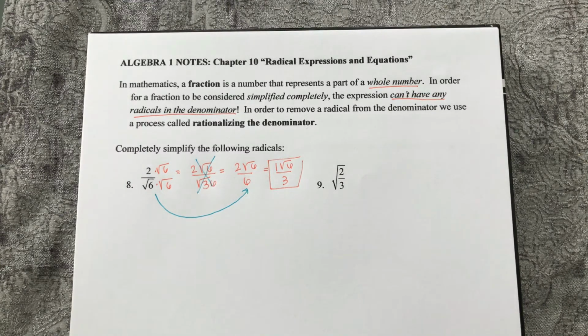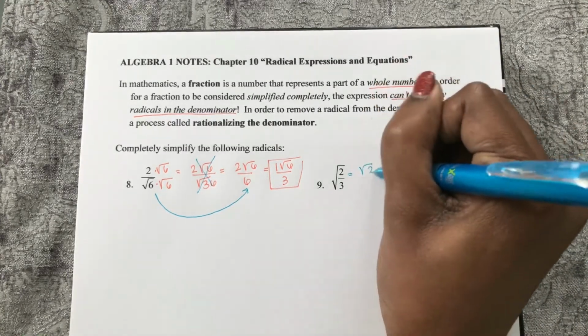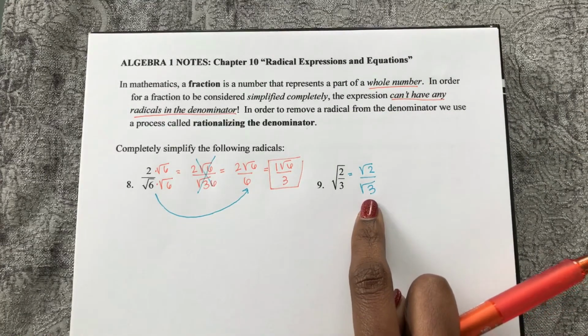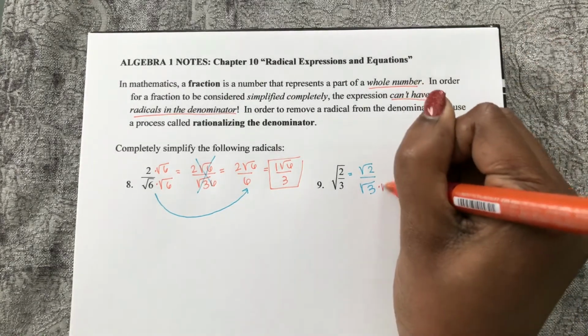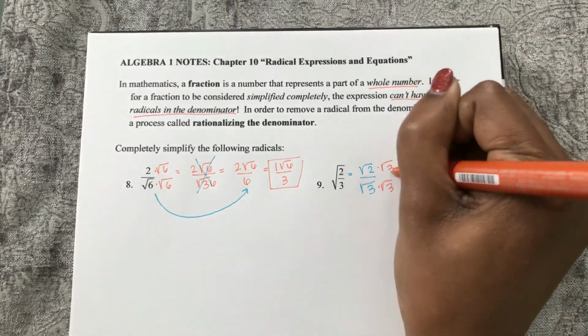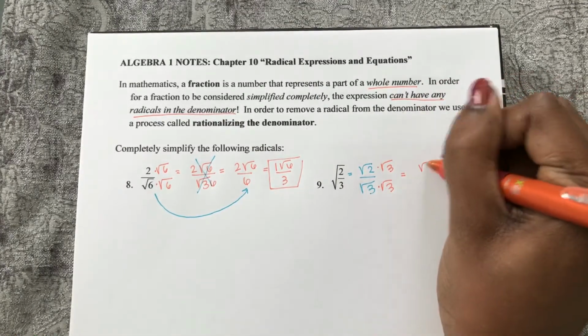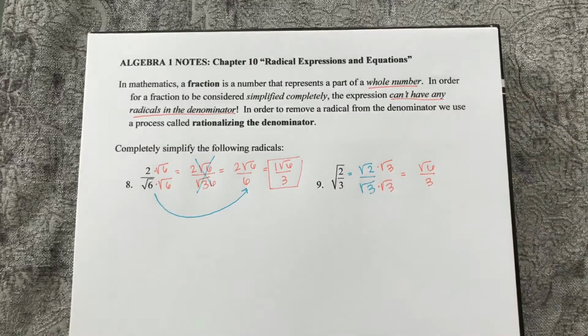So on number 9, first I'm going to break this up to be square root 2 over square root 3. Now we don't like this answer because there's a radical in my denominator. So in order to rationalize that, I will multiply both my numerator and denominator by the square root of 3. So that becomes square root of 6 over 3, which is now in simplified form, a whole number in my denominator.